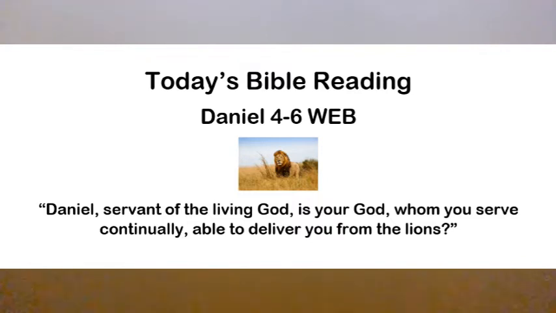I saw in the visions of my head on my bed, and behold, a watcher and a holy one came down from the sky. He cried aloud and said this, Cut down the tree and cut off its branches. Shake off its leaves and scatter its fruit. Let the animals get away from under it, and the fowls from its branches. Nevertheless, leave the stump of its roots in the earth, even with a band of iron and bronze, in the tender grass of the field, and let it be wet with the dew of the sky. Let his portion be with the animals in the grass of the earth. Let his heart be changed from man's, and let an animal's heart be given him. Then let 7 times pass over him.